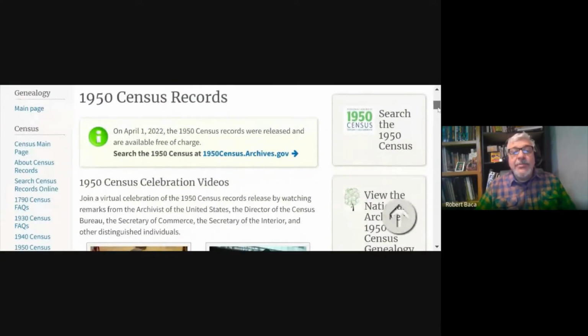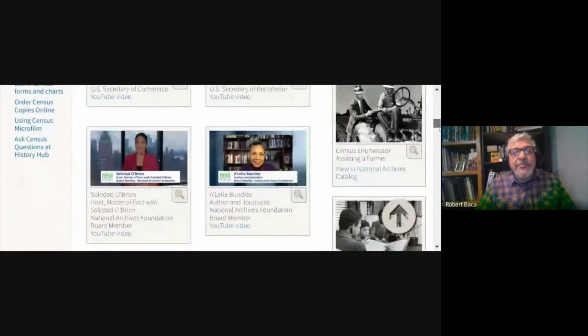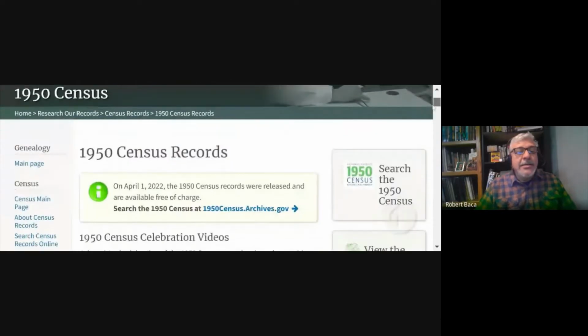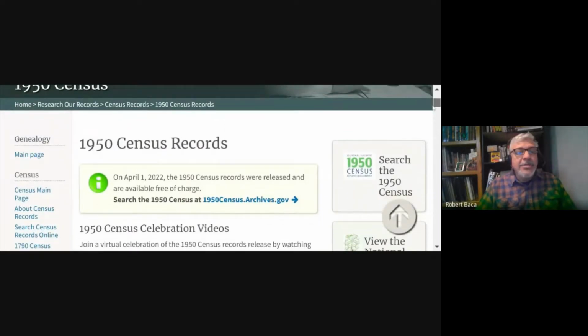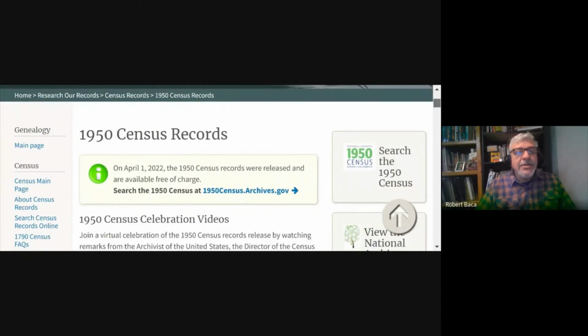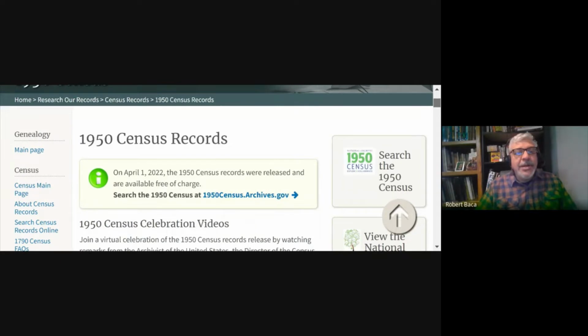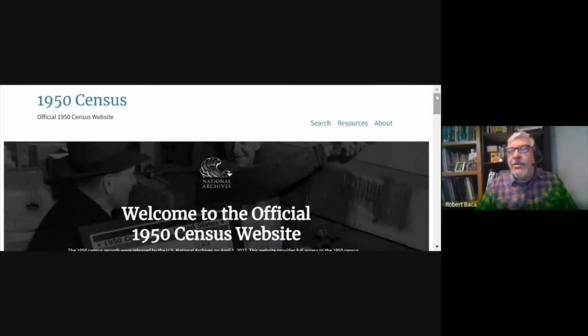It gives you some information about it. It has a link right here. I don't know if you can see that link. And it has some information. It has videos that could help you out on the side. It's got information about the census main page, about the census, etc. So the first thing I want to do is just to go to the actual census. So you click on this 1950 census on archives.gov. If you wanted to, you could actually just go straight to this link, but it's easy enough to find it off the archives place.